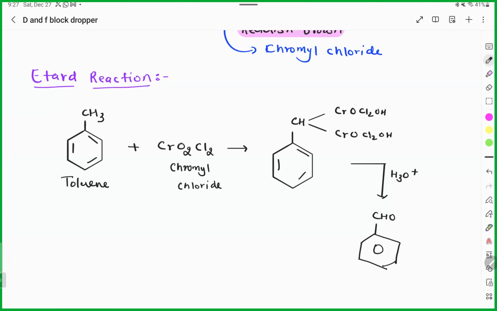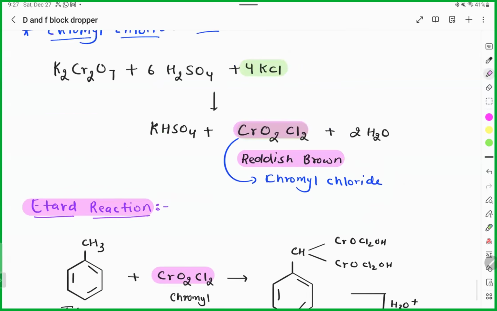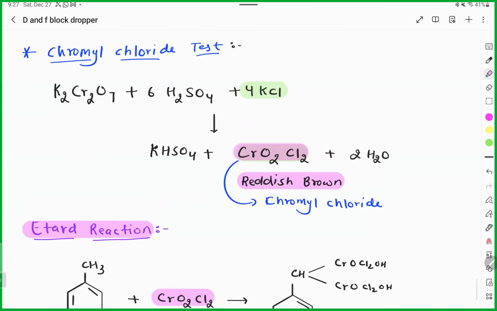Very popular reaction, extremely popular. Why I wrote this? Because you use chromyl chloride here. And this is the chromium complex formed. Ultimately, what is the result? Benzaldehyde. Understood? So the same chromyl chloride is produced when K₂Cr₂O₇ reacts with H2SO4 in presence of KCl. And if you see reddish brown color, it means it is the chromyl chloride test.